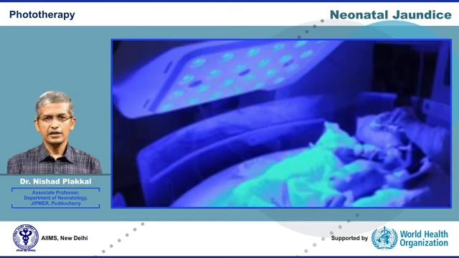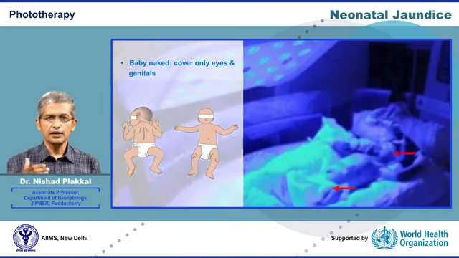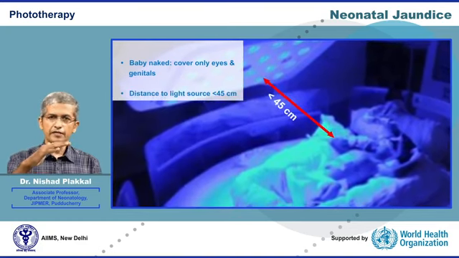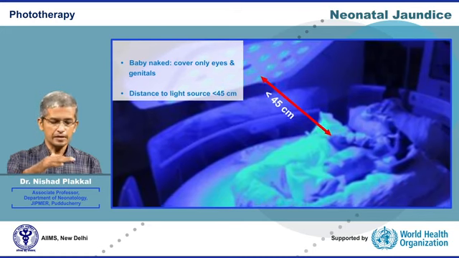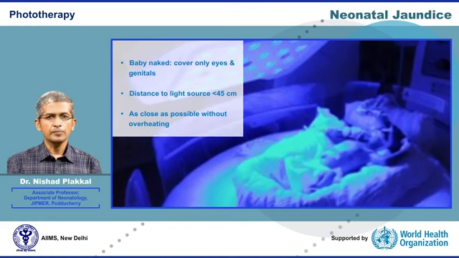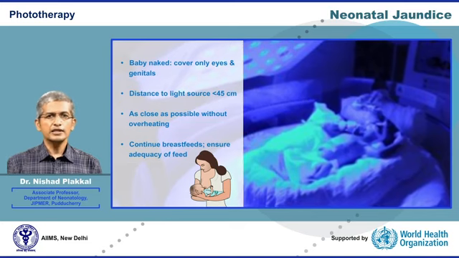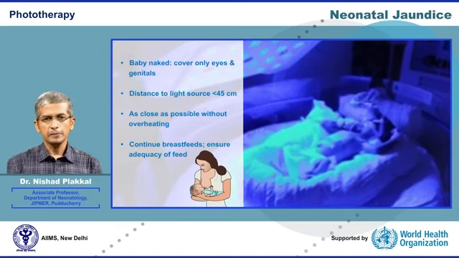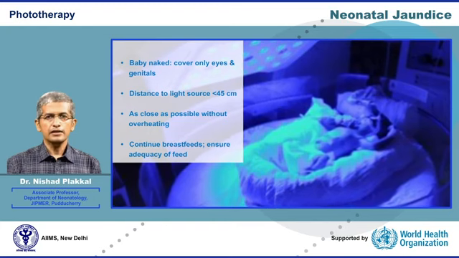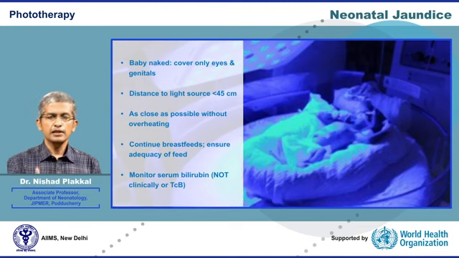How do we administer phototherapy? The baby should be unclothed and only the genitals and the eyes should be covered. The light source should not be more than 45 centimeters or about 1.5 feet from the baby. It can actually be closer to the baby as long as it does not cause overheating. We should ensure that the mother feeds the baby frequently, and position changing can be done after feeding the baby. Once we start phototherapy, clinical assessment of jaundice is not reliable, so serum bilirubin needs to be done. Transcutaneous bilirubinometry is also not reliable once we start phototherapy.